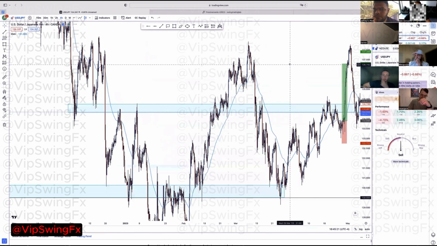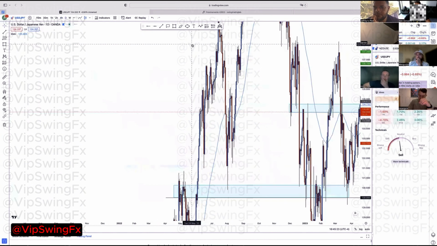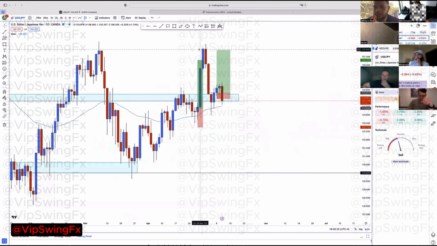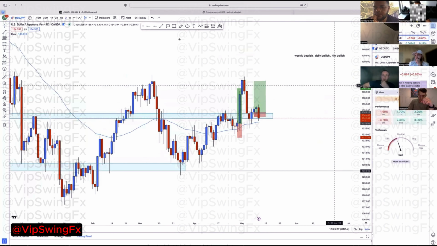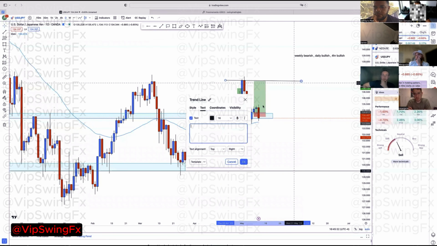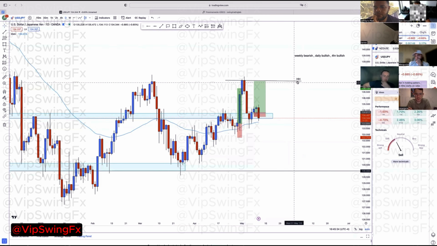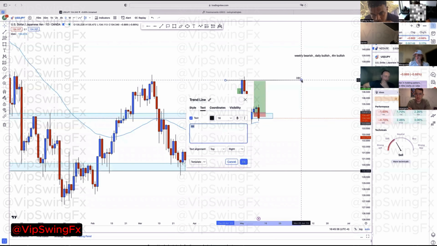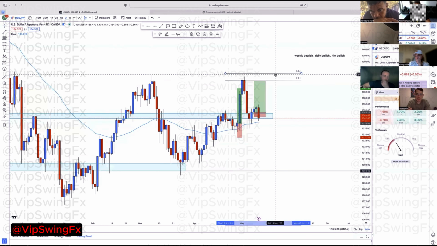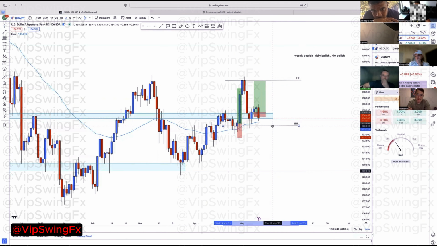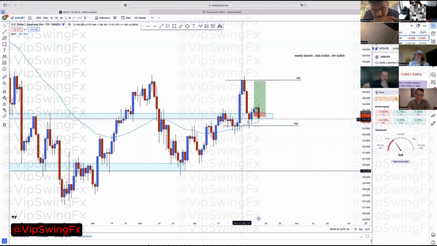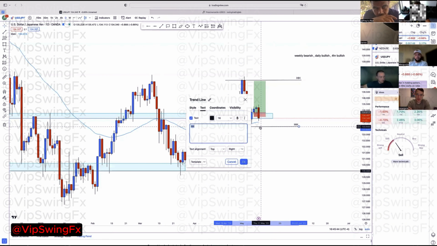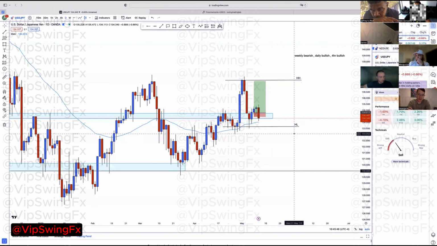For example, on USD JPY, right? So we're on the daily time frame, right? Let's mark this off as our higher high, and then let's mark this off as our higher low. If you guys agree, type 1. If you guys don't, type 2, right?